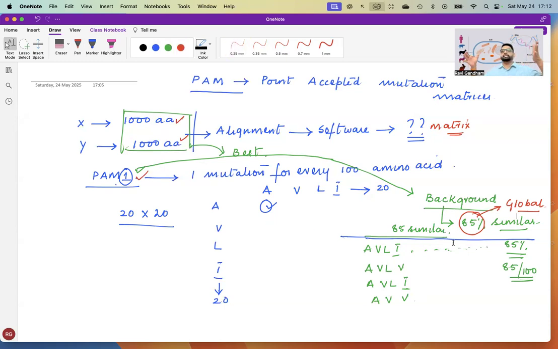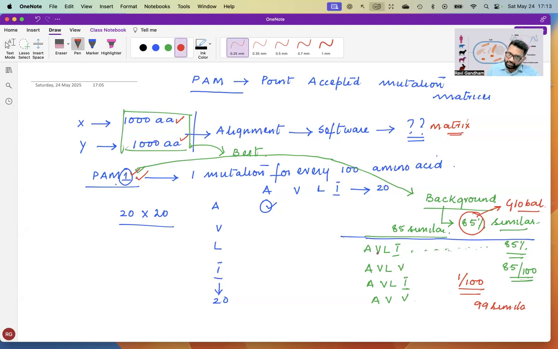Out of the total length that you have, it will pick out those chunks of sequences that differ only 1 in 100. Means they're almost 99% similar. See, the total sequences that you have picked up are 85% similar. Out of this, it picks up the chunks of sequences that are similar to an extent of 99%. Remember, PAM 1 means one mutation, means they're 99% similar.